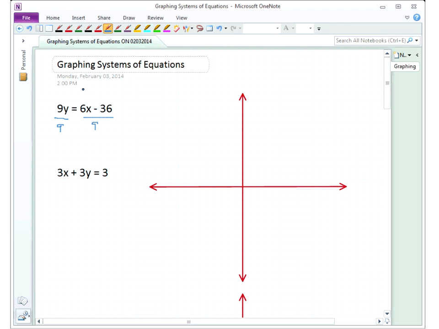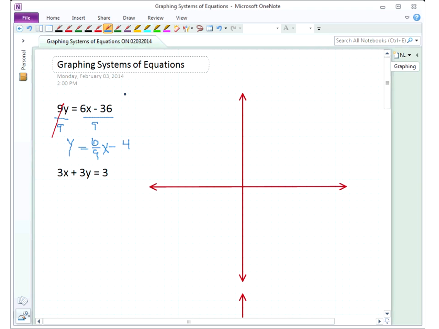You need to be careful when you're dividing by 9, because on the right-hand side I've actually got two terms. So in that case, I've got to divide each term by 9. Over here on the left, 9 divided by 9 is pretty easy because that's just 1. But on the right-hand side, I'm going to have 6/9 x minus 36 divided by 9, which is 4.